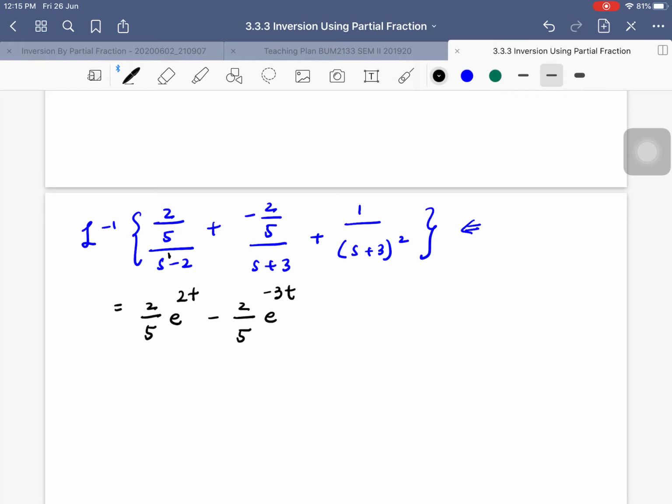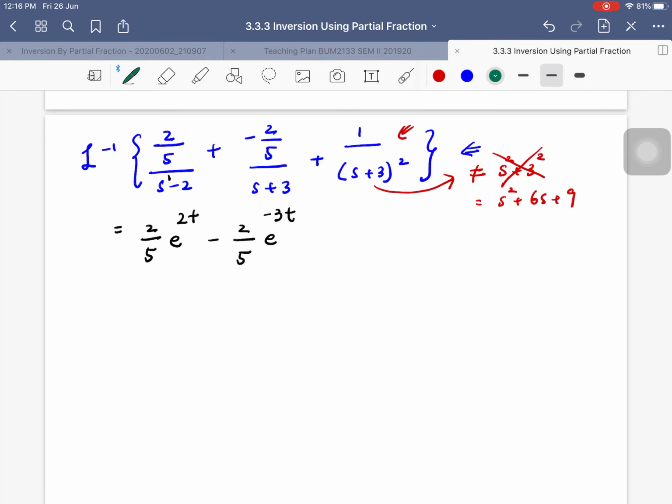However, please be very careful. For this one, you cannot use the table because we don't have anything in the table that looks like this, and this is not equal to s squared plus 3 squared. No, they are not equal, because s plus 3 squared is actually s squared plus 6s plus 9. So therefore, there's no way that we can use the table to find the inverse of this.